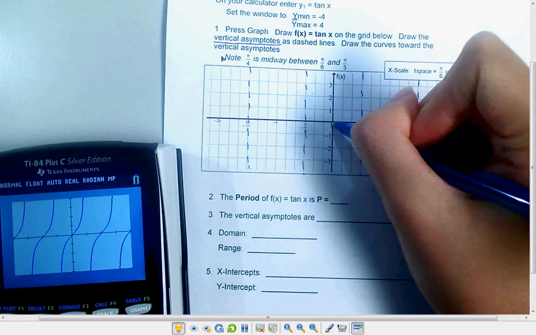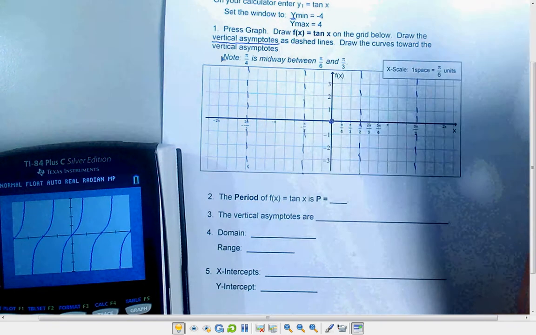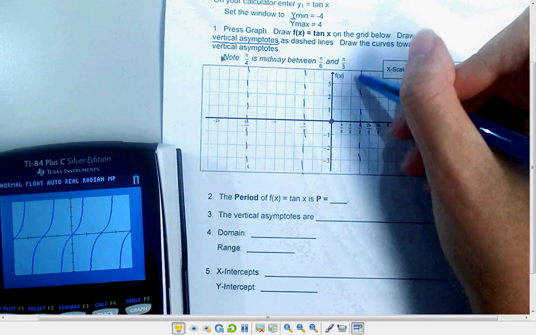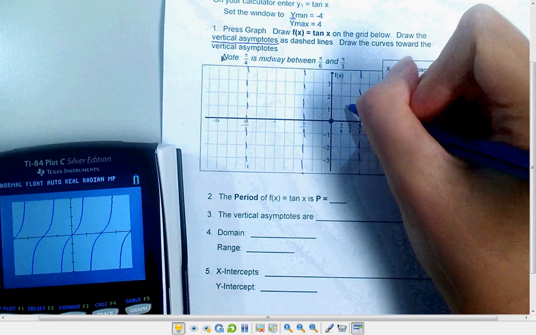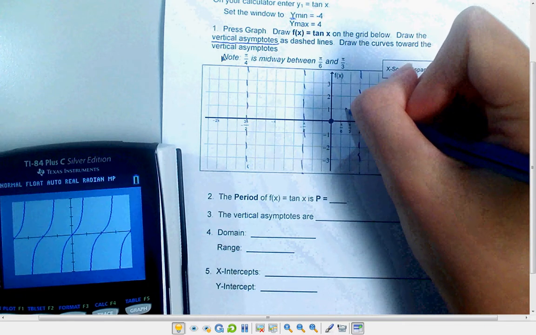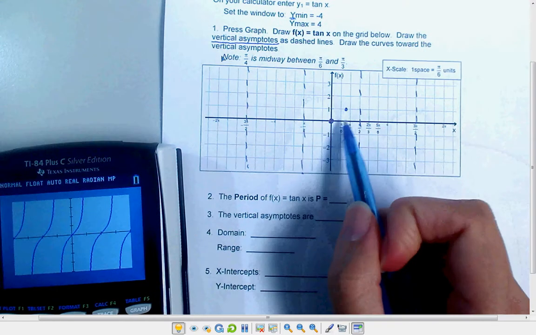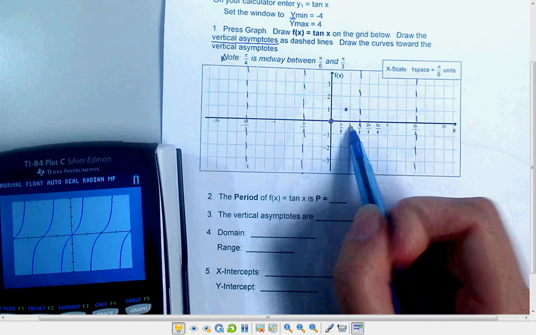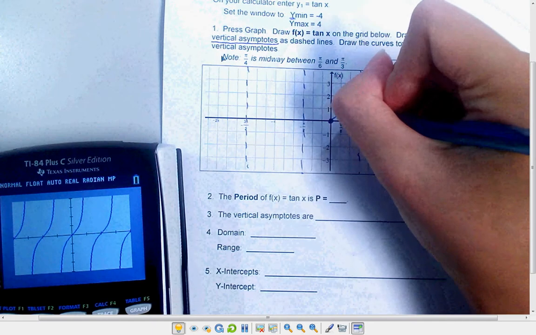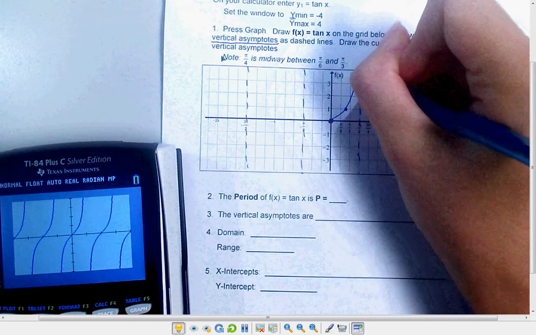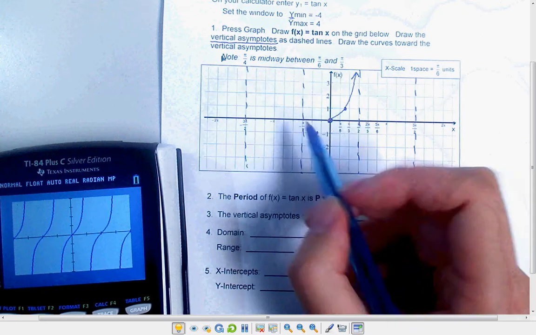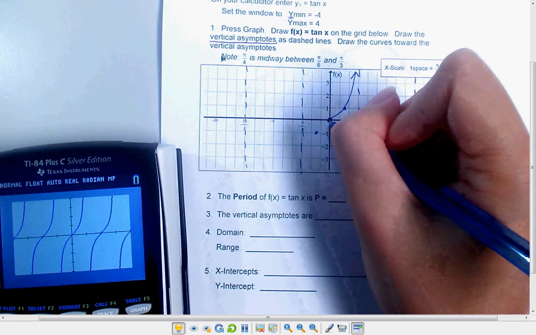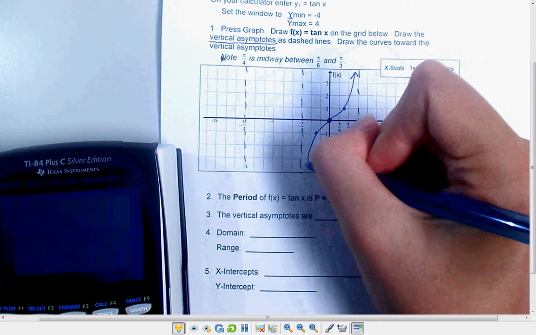I'm going to start here, 0, 0. And as you can see, on one side it curves up, on the other side it curves down. Just so you know, pi over 4 is where it's going to hit the 1 mark. So pi over 4 is halfway in between pi over 6 and pi over 3. So it's going to hit 1 and then go up towards your asymptote. Again, this is kind of just like halfway in between the vertical asymptote and the center. This one goes down towards your asymptote.